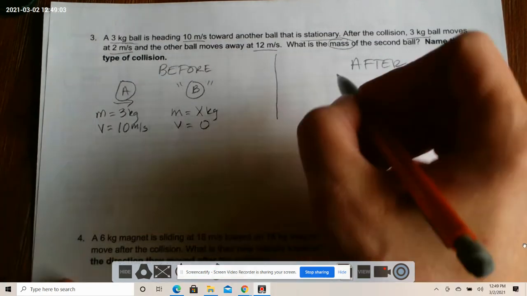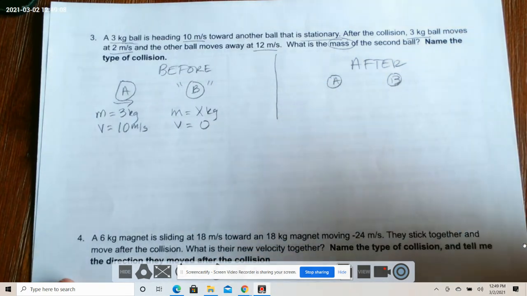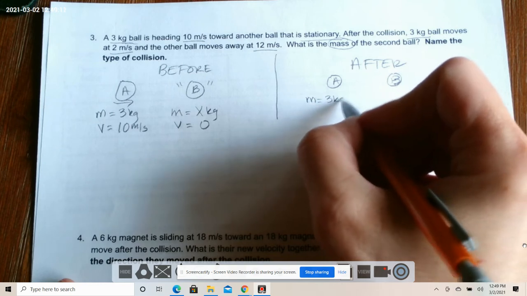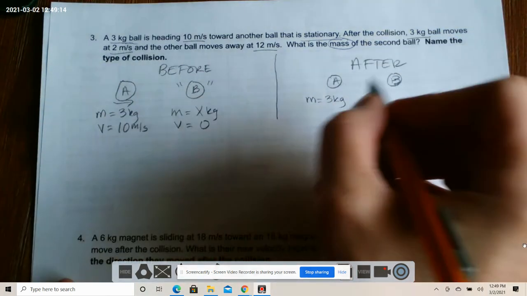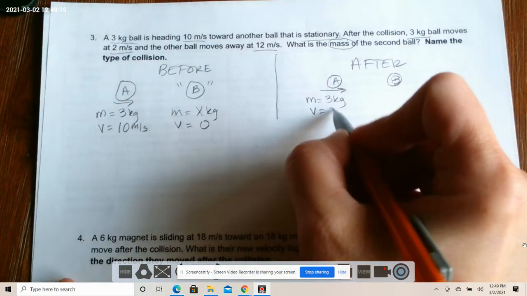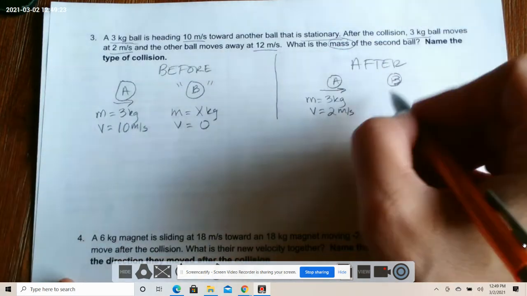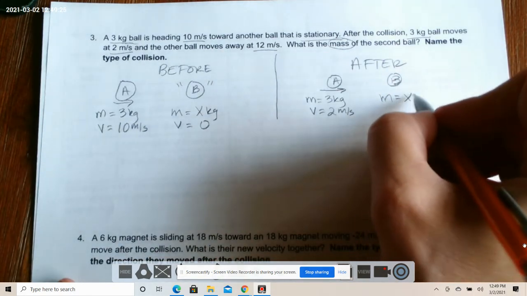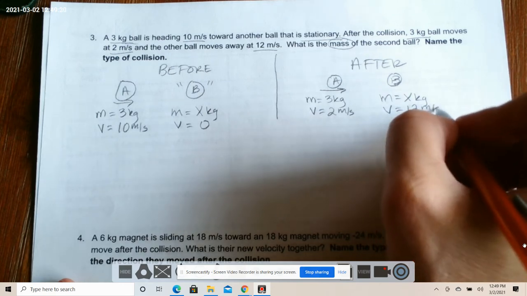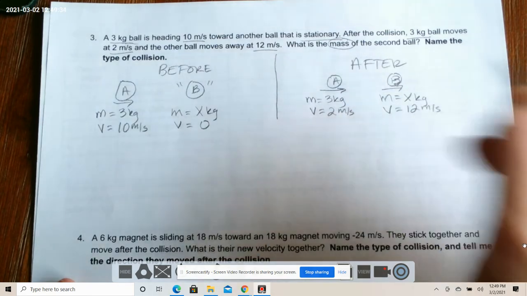So after the collision, we have A and B. The 3 kilogram ball, so we know that's A, so mass is 3 kilograms, moves at 2 meters per second to the right because it's positive, so its velocity is 2 meters per second. Ball B, the other ball, we don't know the mass, so it's X kilograms. It moves away at 12 meters per second, and it is a positive, so it's moving to the right.